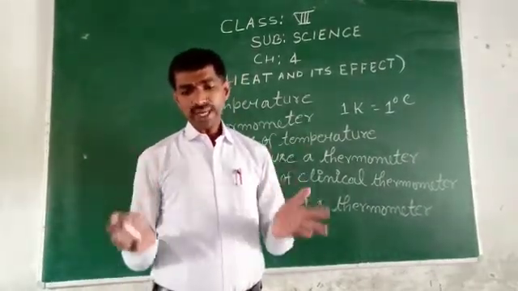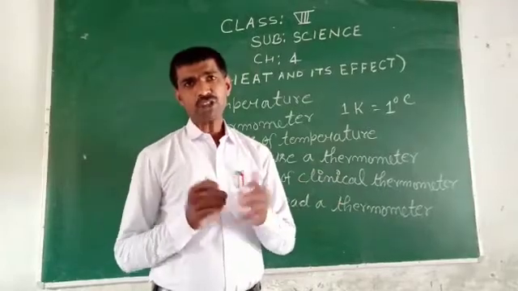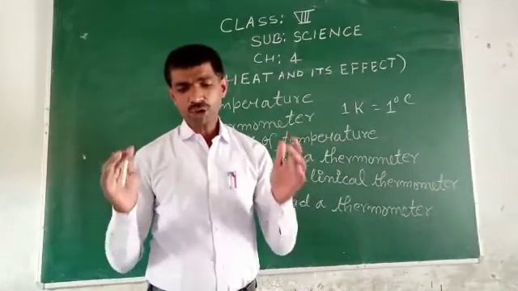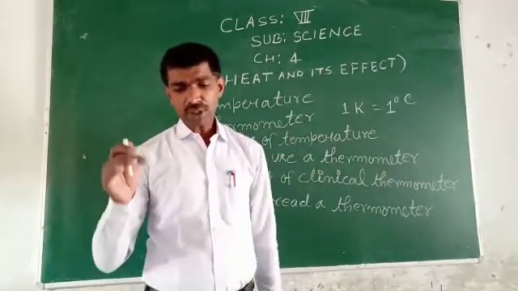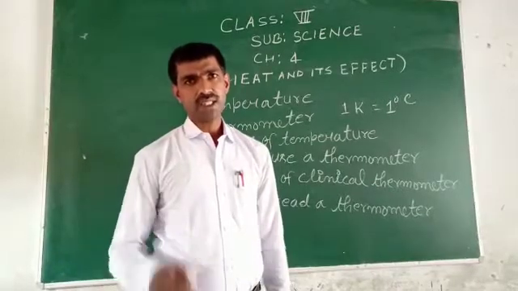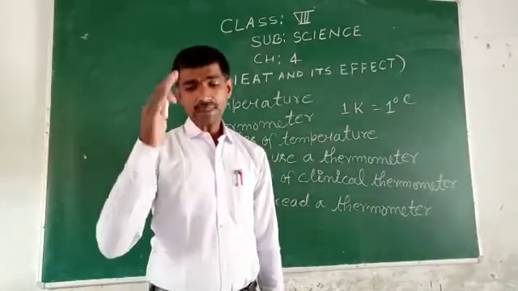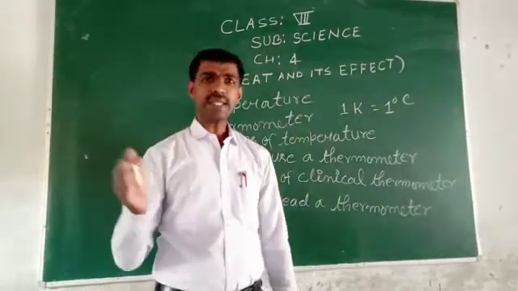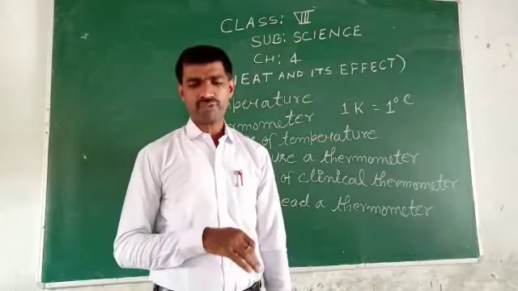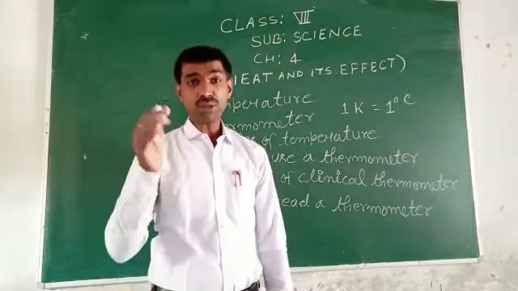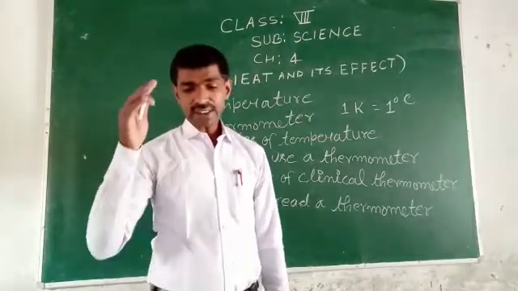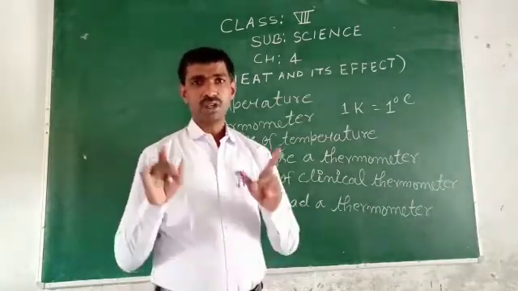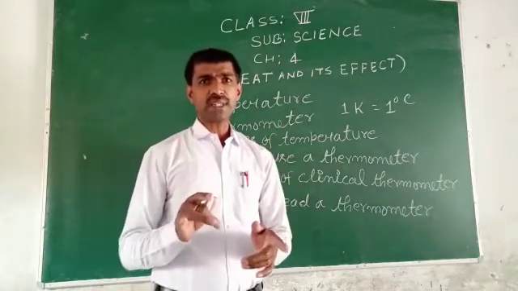Then, the lower and upper fixed points. What are the lower and upper fixed points? A thermometer has markings on the stem, which help us to read temperatures. To create a standard scale to measure temperature, 2 fixed temperatures are used.